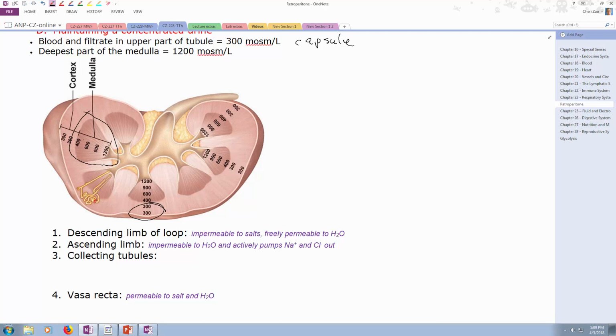The descending limb of our nephron loop is impermeable to salts, but freely permeable to water. Our ascending limb is impermeable to water and is actively pumping sodium chloride out. Our collecting tubules are going to be permeable to urea, which means urea is going to leak out of them, and this should be ducts.